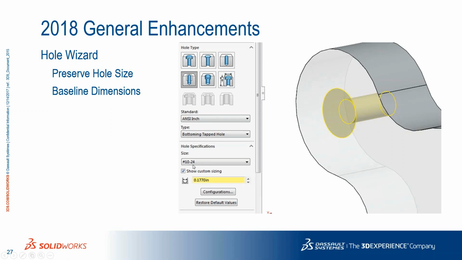Now we know there's different thread counts. It will default to the first one, so the 10-24 is just the first one within the drop down. But the biggest thing is it kept my 10, so if I need to change it maybe to 10-32, I can just quickly drop that down and select the next one. And then hole elements can be created from baseline dimension setup, if that's how you want to create them.